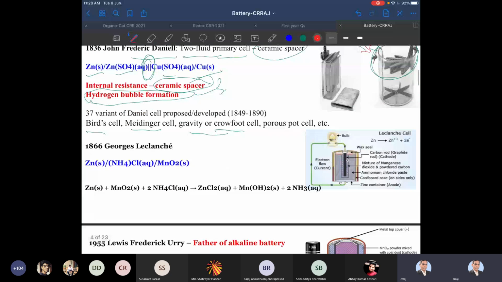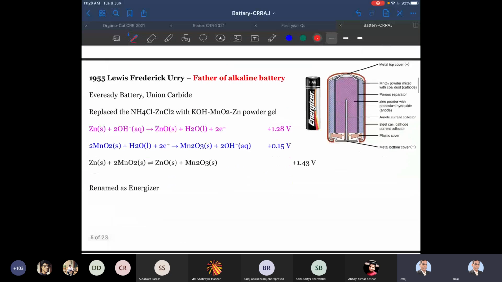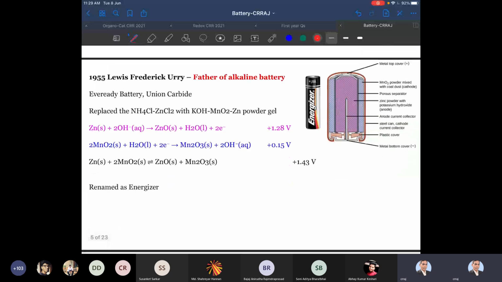Like this, many things happened, and following it, Leclanché developed his cell. Instead of taking zinc sulfate, in order to get out of the problem, he used ammonium chloride and MnO2, what we call the Leclanché cell. That is what we have: zinc, MnO2, ammonium chloride, zinc chloride. This is the one in 1866, and then comes a major breakthrough in the primary battery.